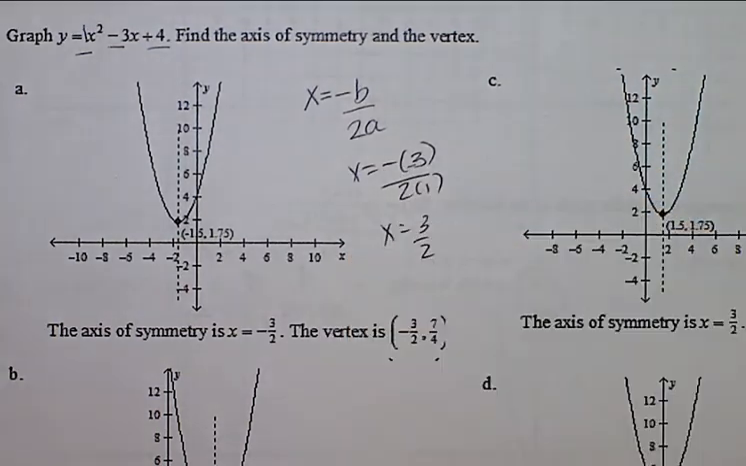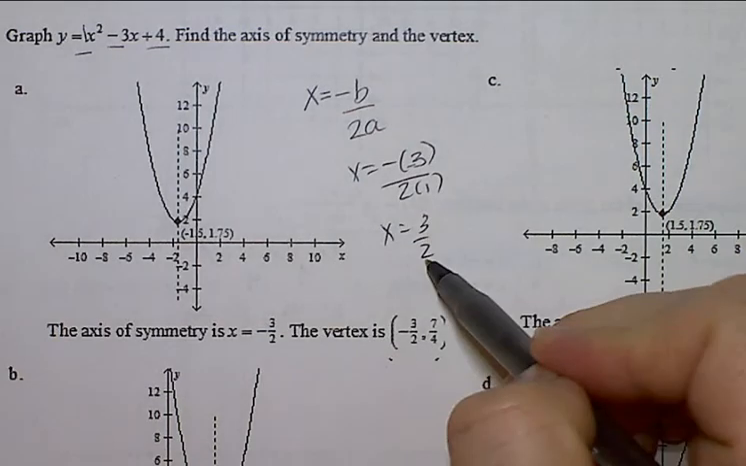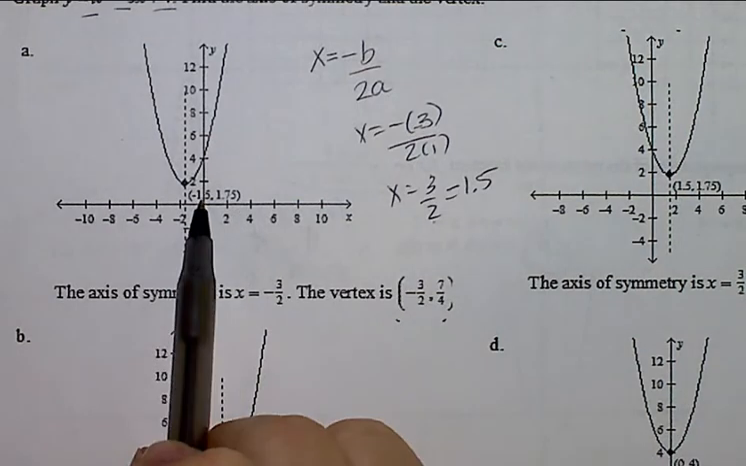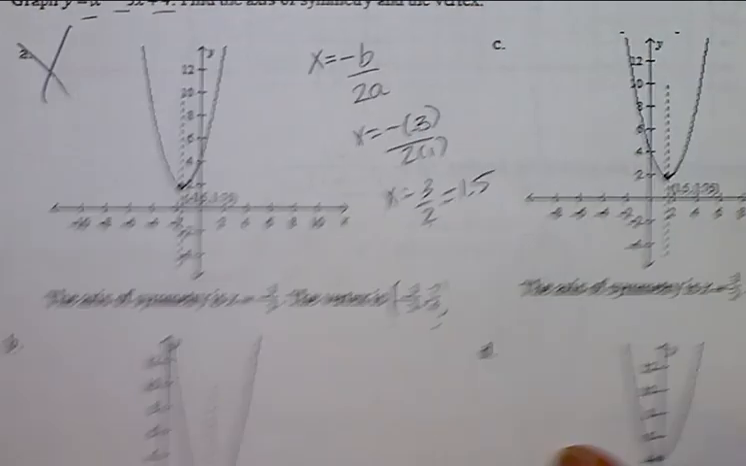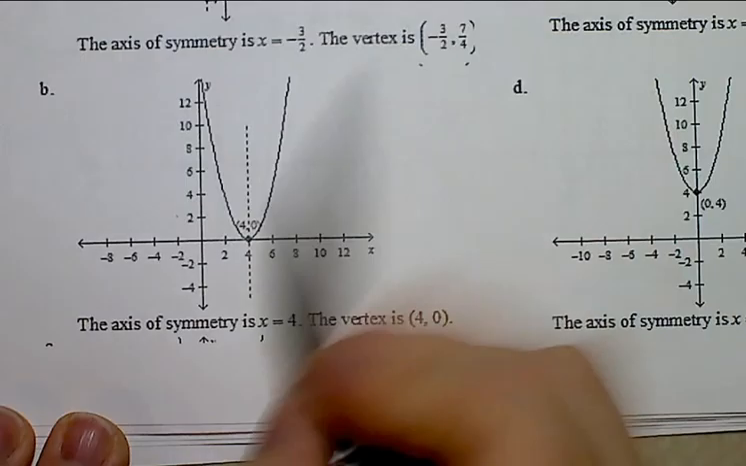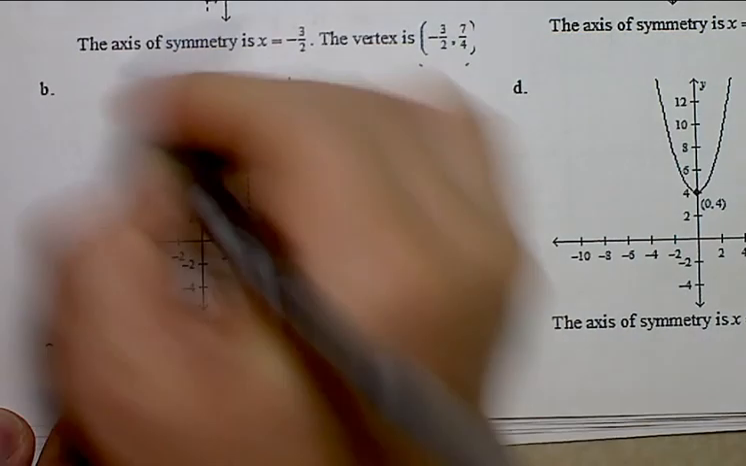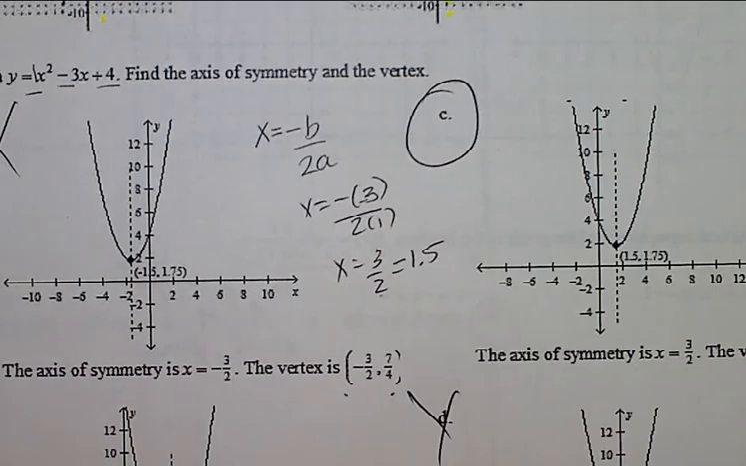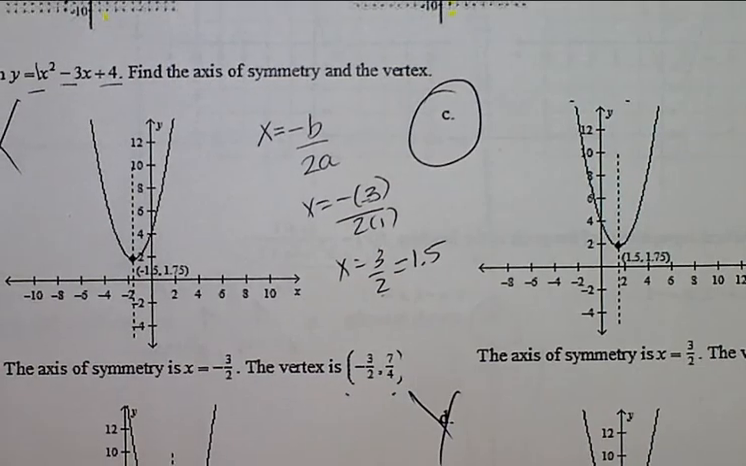So let's not do any more work. I know 3 over 2 is equivalent to 1.5. Let's look. This is not +1.5. Cross out. This is +1.5. It could be an option. This is not +1.5. This is not +1.5. I don't need to do any more work. Flip to the next page, please.